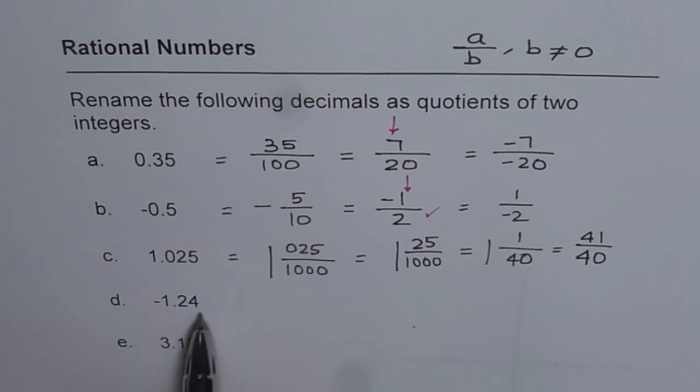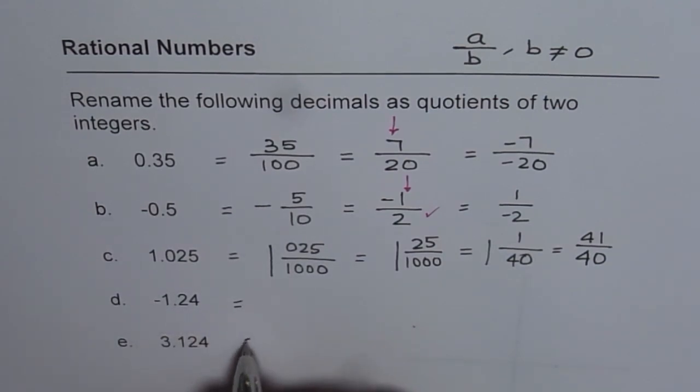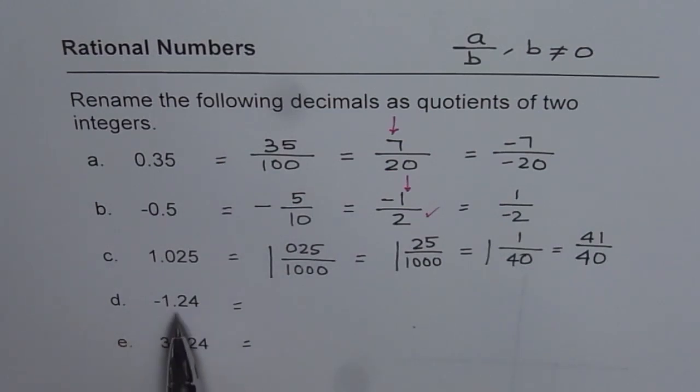Now you can copy these two and do on your own. Minus 1.24 and 3.124. I hope you won't have any difficulty in doing it, right? This is 124 over 100 and this is 3124 over 1,000, right? That should help you to get the right answer. Thank you and all the best.